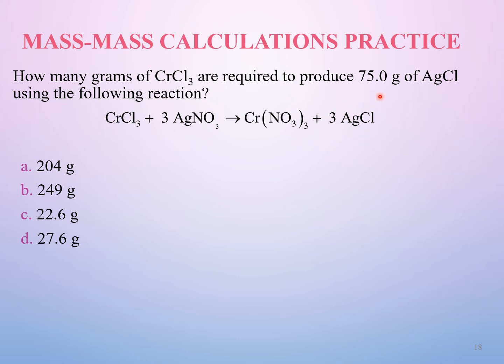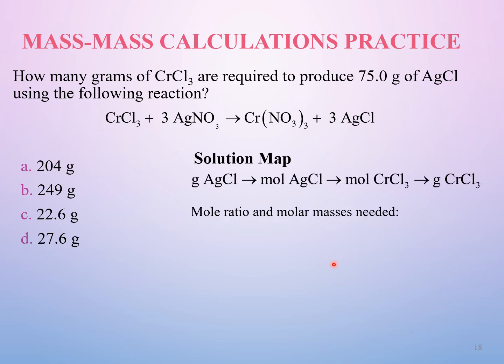Okay, and they start off with grams, so you'll need the molar mass of AgCl and molar mass of CrCl3. So you first take grams of AgCl, this one here, convert it to moles first. Then you take the mole ratio, 3 moles of AgCl to 1 mole of CrCl3. You get moles of CrCl3. And then you use the molar mass and convert this one to grams.